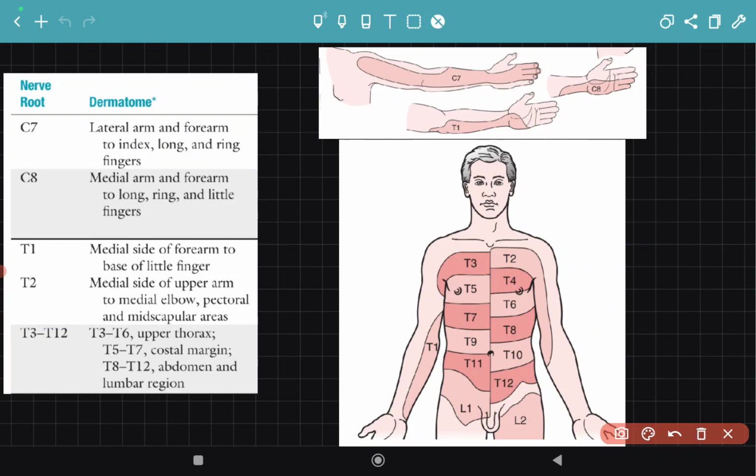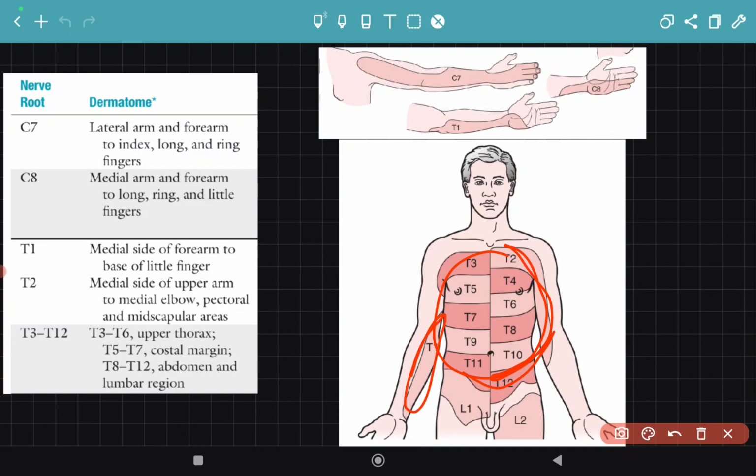Then T3 to T12. So in that also they had divided T3 to T6. That is somewhere this portion. This forms the upper thorax. So that will be covered with T3 to T6. Then T5 to T7. Again this one is at the costal margin. Then next is T8 to T12. As we can see, it is in the abdomen and somewhat lumbar region. So this is about the torso.